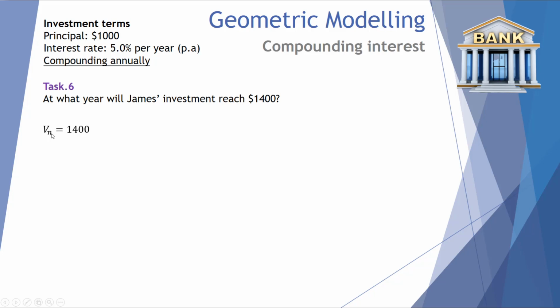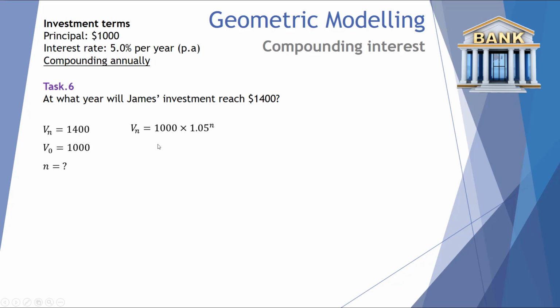Task 6, at what year will James's investment reach $1,400? So some future value after n years, it will reach $1,400. Our initial starting value or principal is 1,000. We want to calculate n. How many years will it take to go from 1,000 and increase to 1,400?